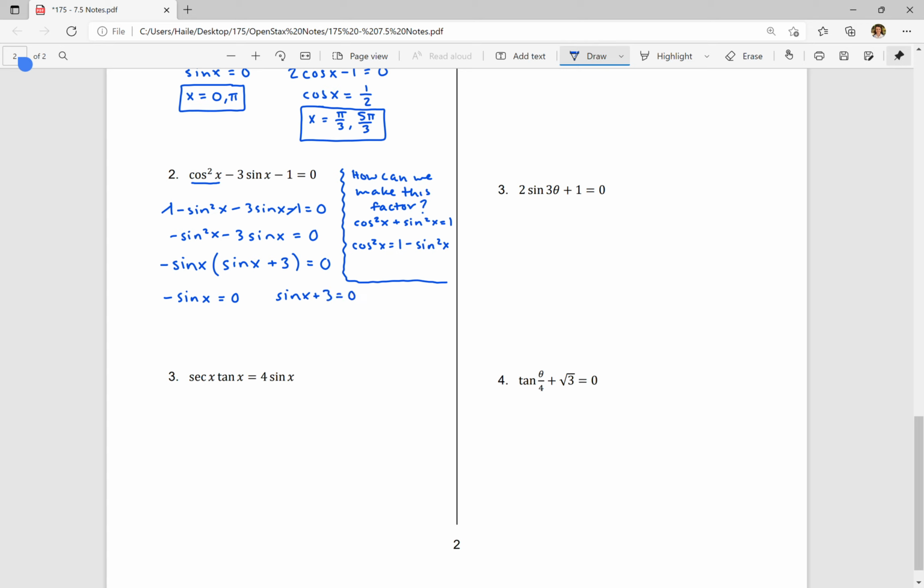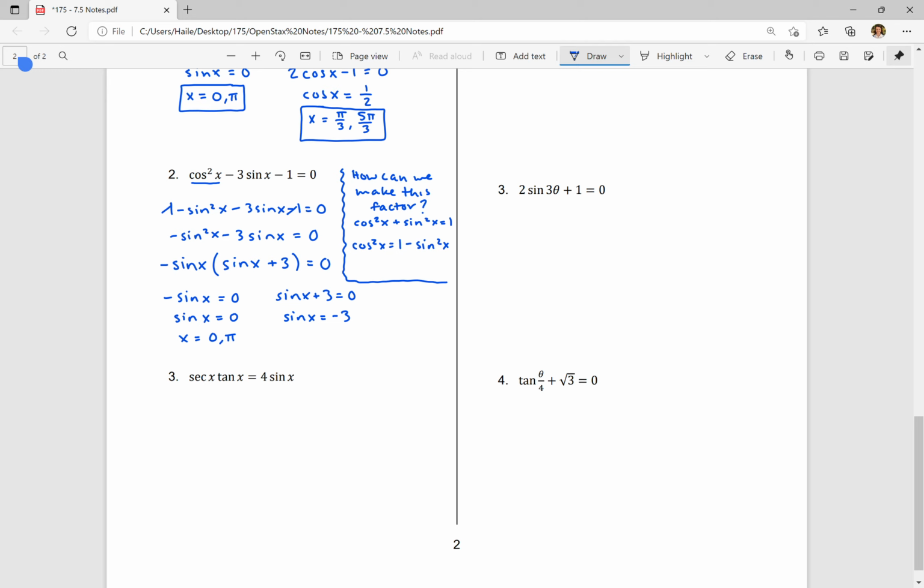All right, so in the first factor, we can divide by the negative. So we get sine x is equal to 0, which tells me x is 0 and pi. And then in my second factor, I can subtract the 3. So we get sine x is negative 3. But here we run into the same problem as that one we did on the first page.